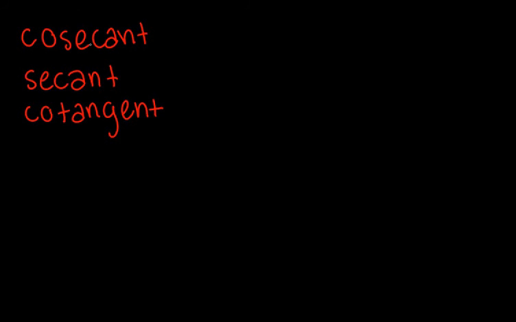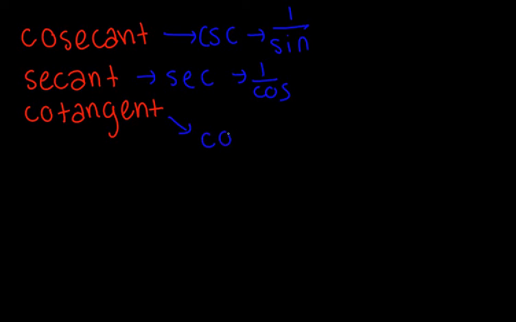So what are these in relation to the other three main functions, the sine, the cosine, and the tangent? Well, these are the reciprocals of those three functions. The cosecant, which we abbreviate as CSC, is equal to 1 over sine. The secant, abbreviated SEC, is equal to 1 over cosine. And the cotangent, as you might already know or infer, is 1 over tangent. So these are the six main functions of trigonometry.